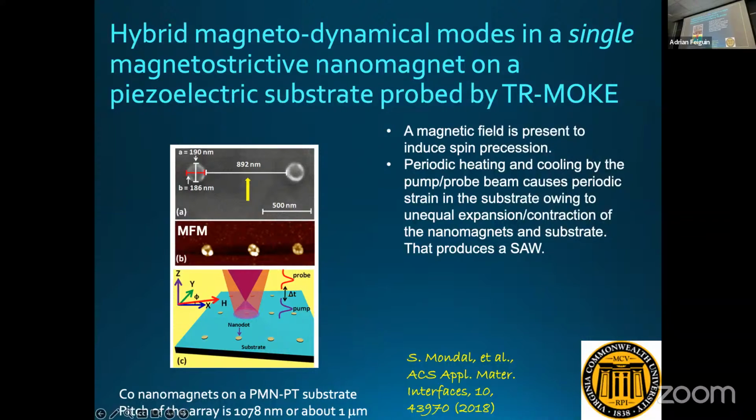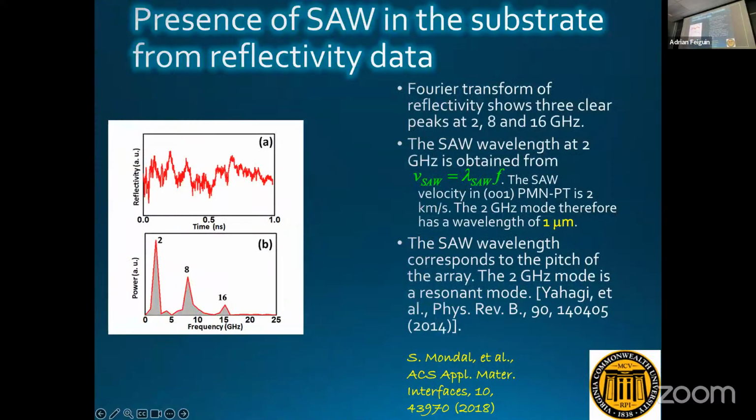And where does that come from? Well, there is periodic heating and cooling by the pump probe beam, and it causes periodic strain in the substrate because of the unequal expansion and contraction of the nanomagnets and substrate. There's some periodic strain being generated. We actually see that periodic strain. And so that effectively produces a surface acoustic wave, even though we don't launch one from outside in the sample. So there's always this surface acoustic wave because of the periodic heating and cooling by the pump and probe beam.